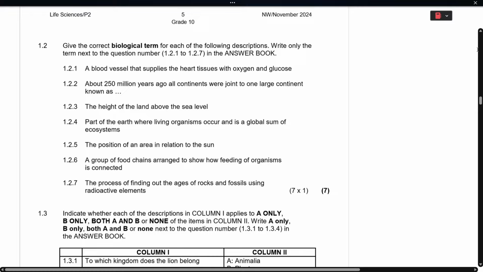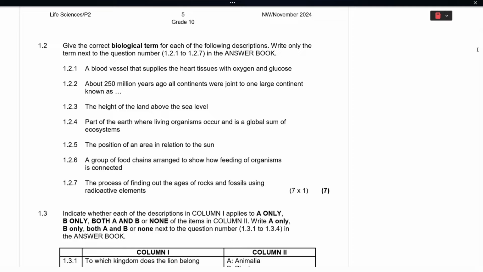Today, we are going to deal with biological terms. We are starting. 1.2. It says, give the correct biological term for each of the following descriptions. Write only the term next to the question number in the answer book.